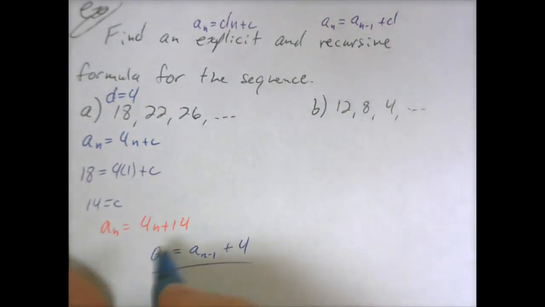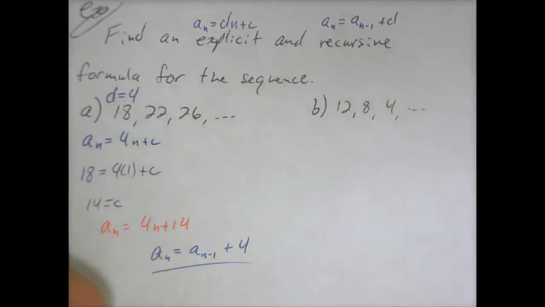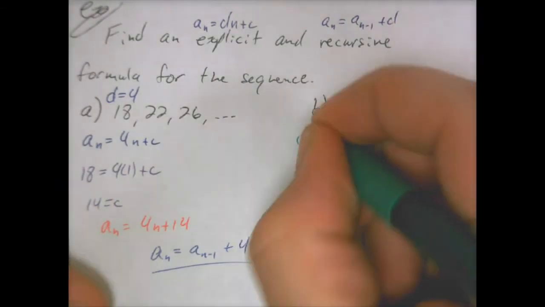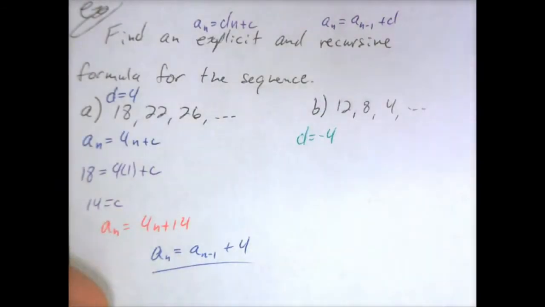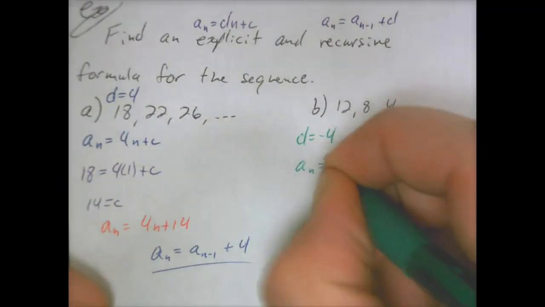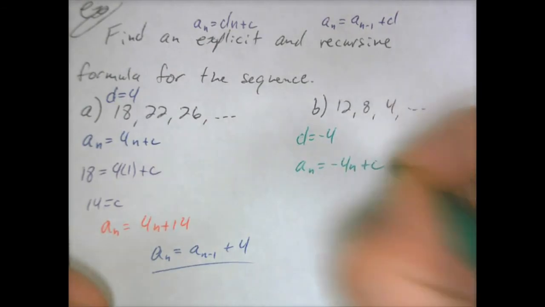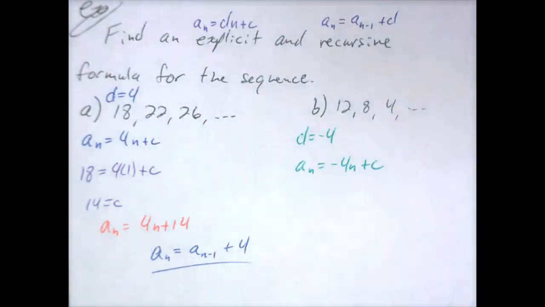There's my recursive. There is my explicit. Okay, in this next one, it looks like my difference is negative 4. So in my equation, I know I have negative 4n plus c. So here's the way that I'm going to do it.